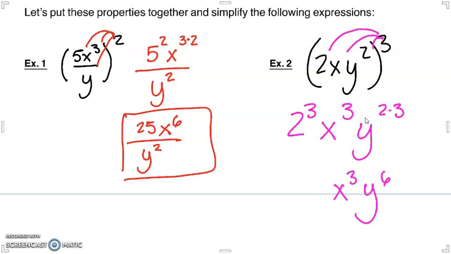What is 2 to the 3rd power? Yep. 2 times 2 times 2 makes 8. That is your final answer.